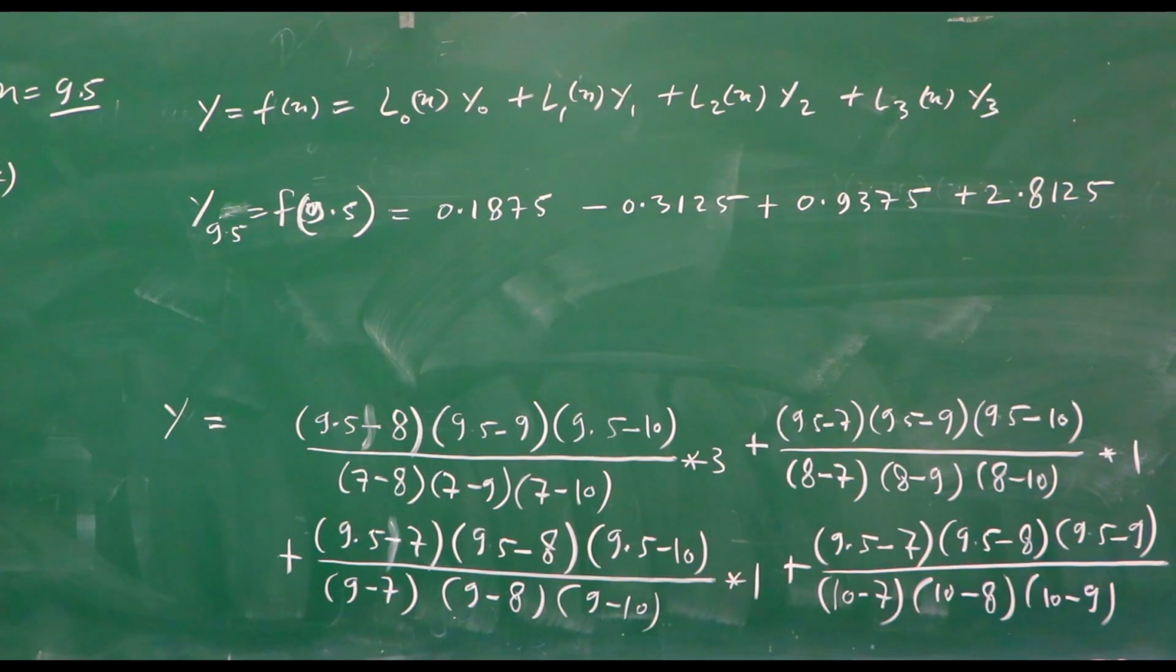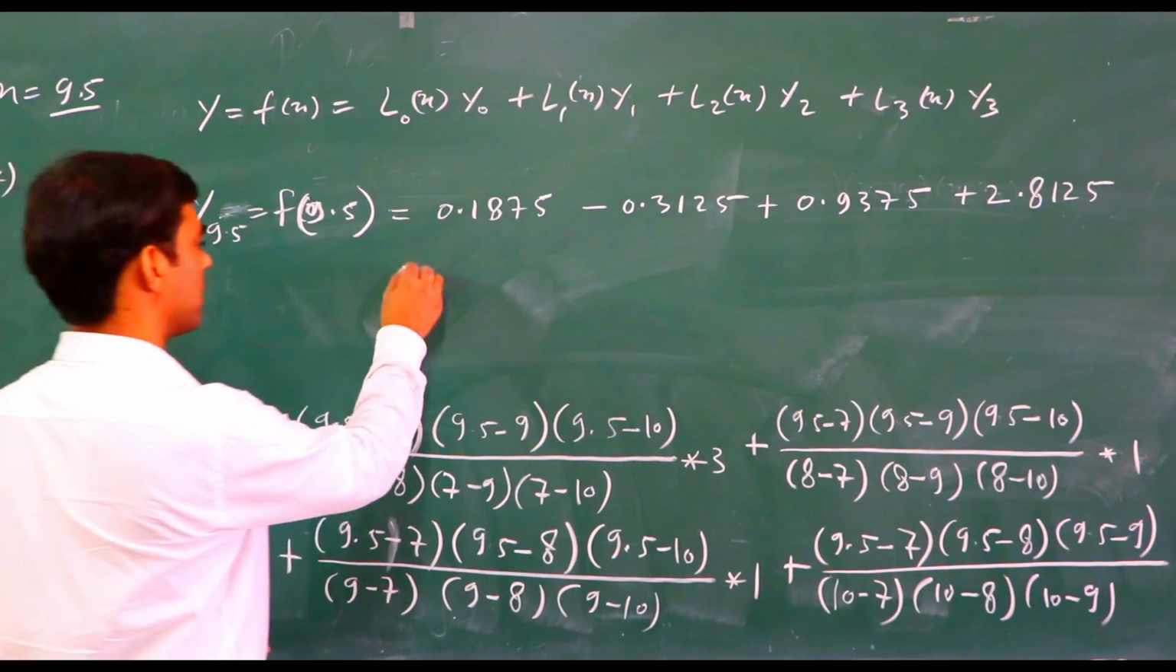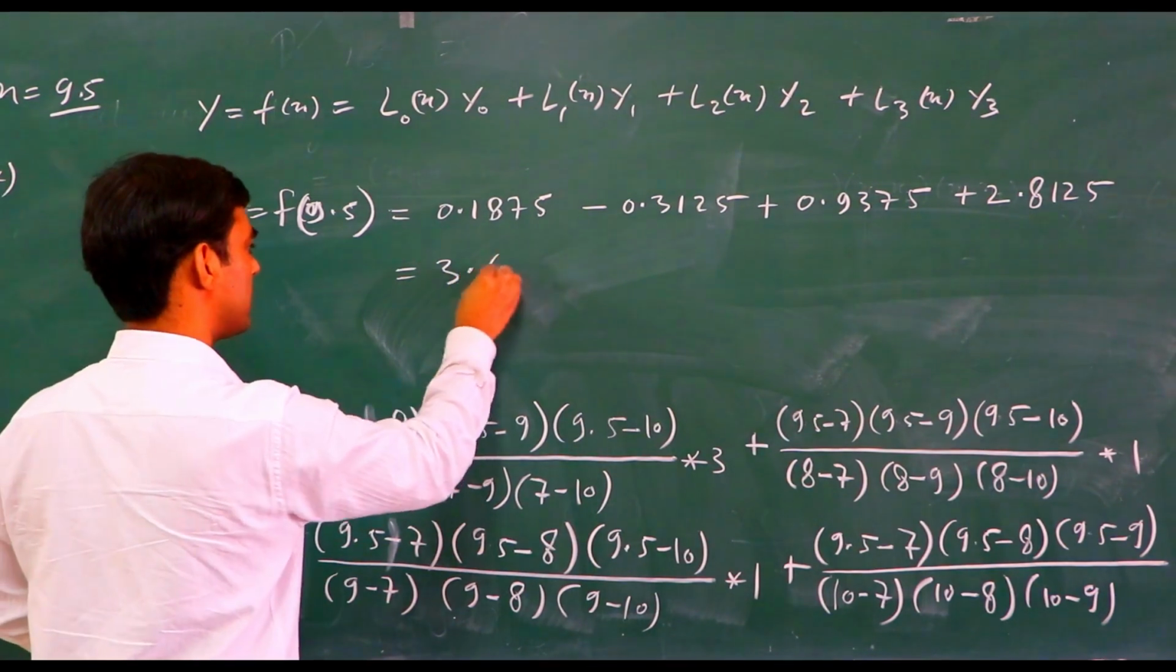0.1875, minus 0.3125, 0.9375, 2.8125. So now what is the result? Now the result becomes 3.625.